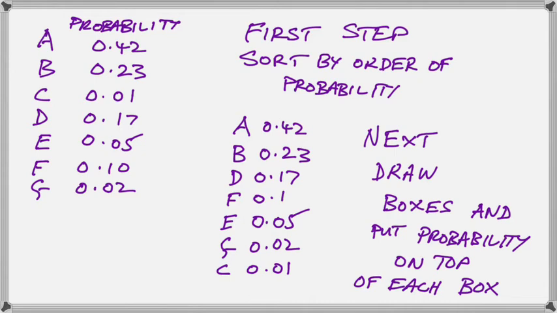The next thing to do is draw a sequence of boxes and put the probabilities on top of each box. On the left hand side we have as many boxes as we have symbols, and then in each succeeding column to the right we have one less number of boxes. We write down the symbols and the probabilities above the box in the order in which they're sorted, highest to lowest probability.